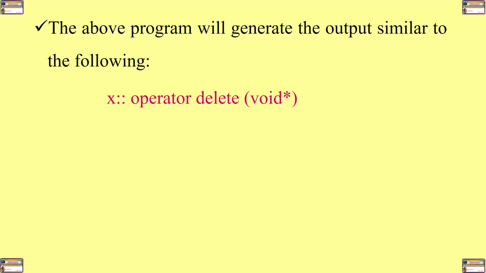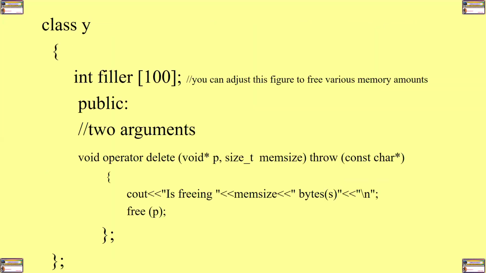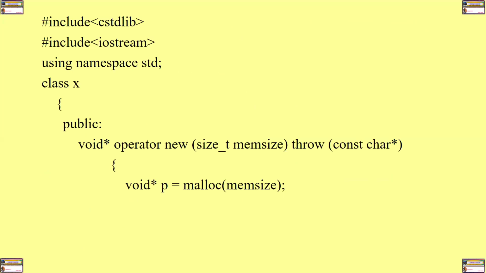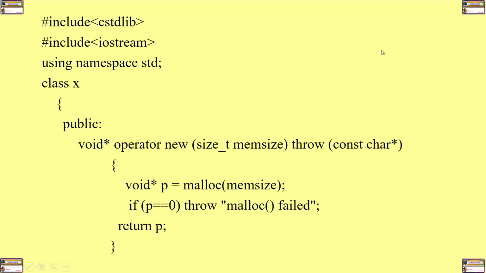So let's code this program. Let's just copy this program as it is, and paste it in the C++ editor, and then we see what we are going to get.